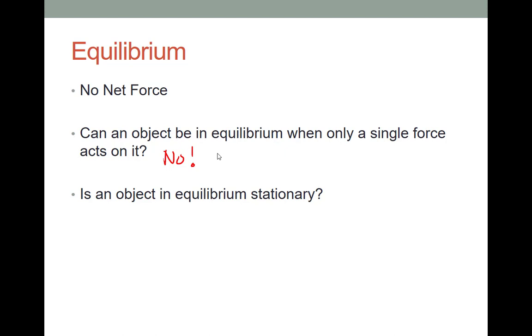achieve. Is an object in equilibrium stationary? The big heavy cabinet in the last example was moving at a constant speed with no net force. So does it have to be stationary? No. It could be stationary. What it does have to be is at a constant velocity. Okay? Constant speed, constant direction.